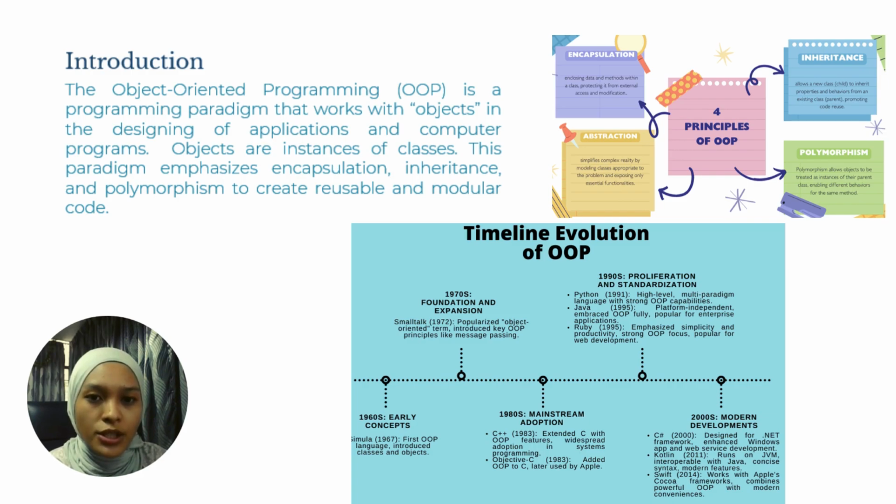So, encapsulations. Encapsulation is enclosing data and methods within a class, protecting it from external access and modifications. Abstraction simplifies complex reality by modeling classes appropriate to the problem and exposing only essential functionalities. While inheritance allows a new class which is child to inherit properties and behaviors from an existing class which is a parent, promoting code reuse. Polymorphism allows objects to be treated as instances of their parents' class, enabling different behaviors for the same method. So this is the timeline evolution of OOP.